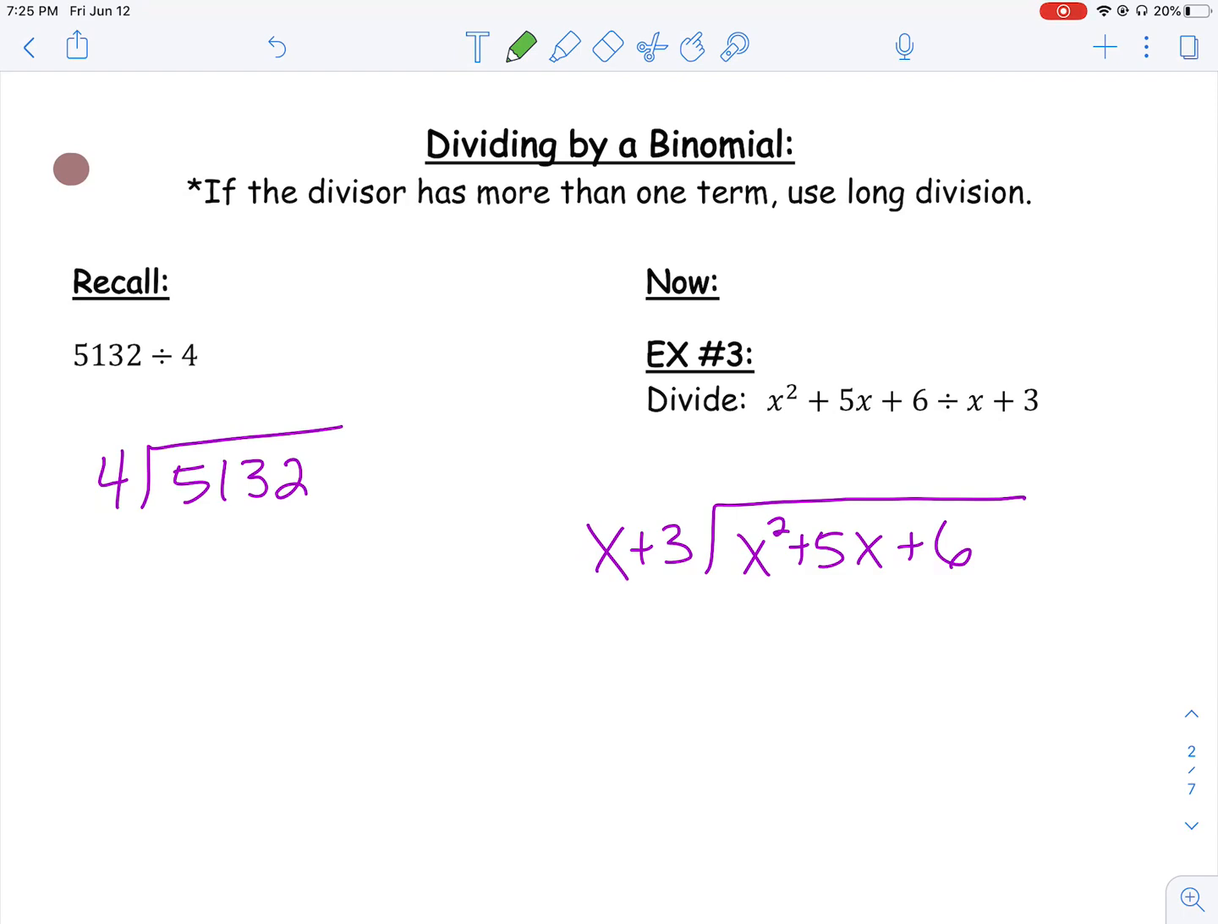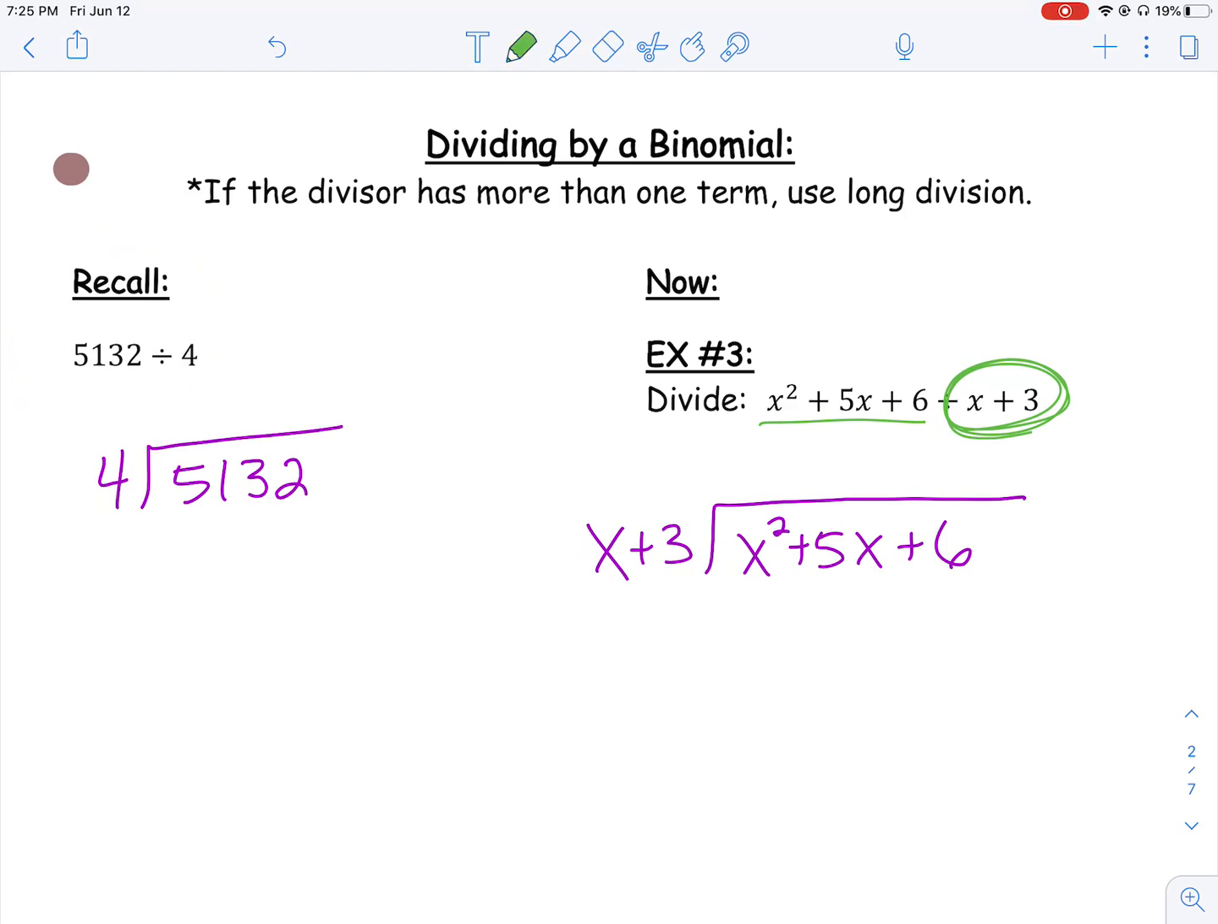Because what we're going to do in a second is take a polynomial and divide it by something with more than one term. So we can't do it like we did before. What we have to do is do a long division. So let's recall how to do it with just regular numbers, and then we'll talk about how to do it with polynomials. Are you ready?